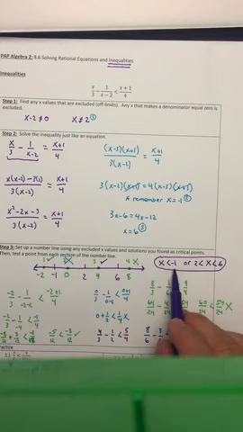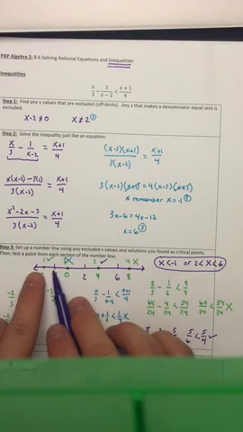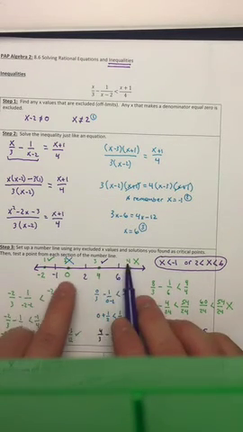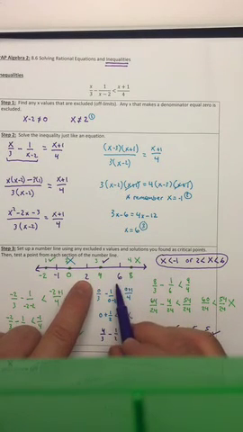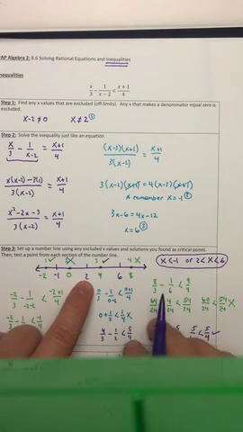X is less than -1 is the first part that we tested. We got a true statement. And then the second section that we tested to get a true statement was x is between 2, bigger than 2, but less than 6.